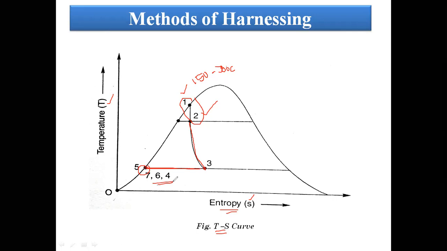This method of harnessing is based upon how the geothermal power plant is operating, based upon temperature versus entropy. The temperature is taken on the y-axis, represented by capital T, and the x-axis is taken for the entropy, represented by S. Based upon the temperature versus entropy, we can see how the power is generated. It indicates the numbering 1, 2, 3, 4, 5, 6 and then 7.